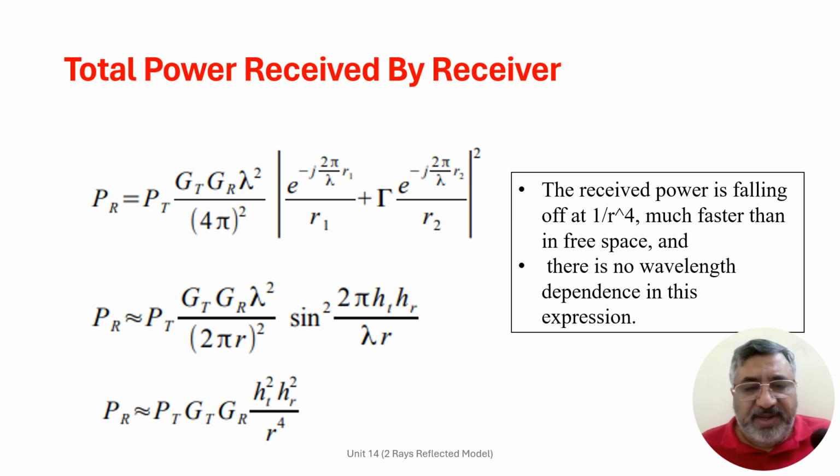Here, two things are very important to observe. First, the received power is falling off as 1 over R power 4, much faster than the free space or phase equation. Similarly, there is no wavelength dependency. The total power received at the receiver after two-way reflection is not a function of wavelength. It is a direct function of the transmitted power, gain of the transmitter, receiver gain, height of the transmitter, height of the receiver, and the distance between transmitter and receiver.